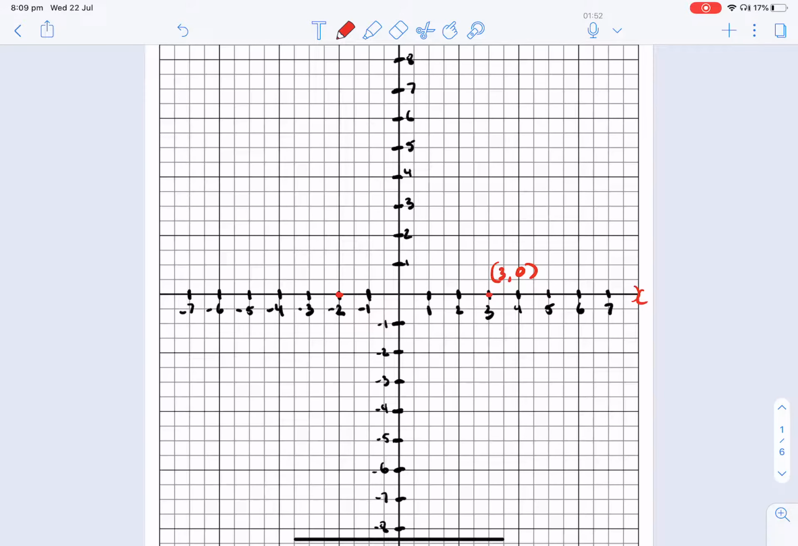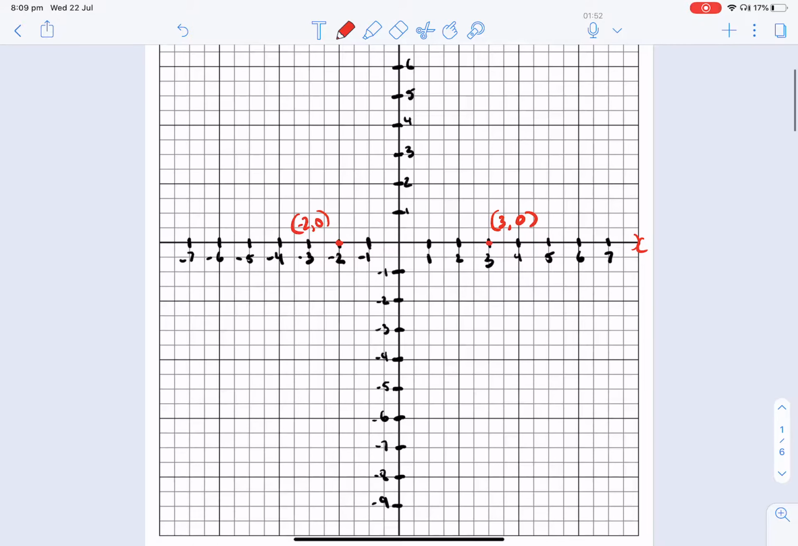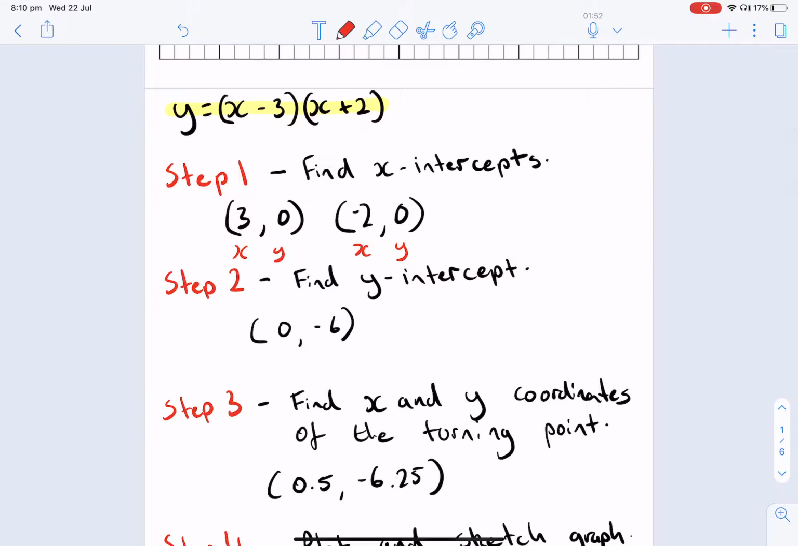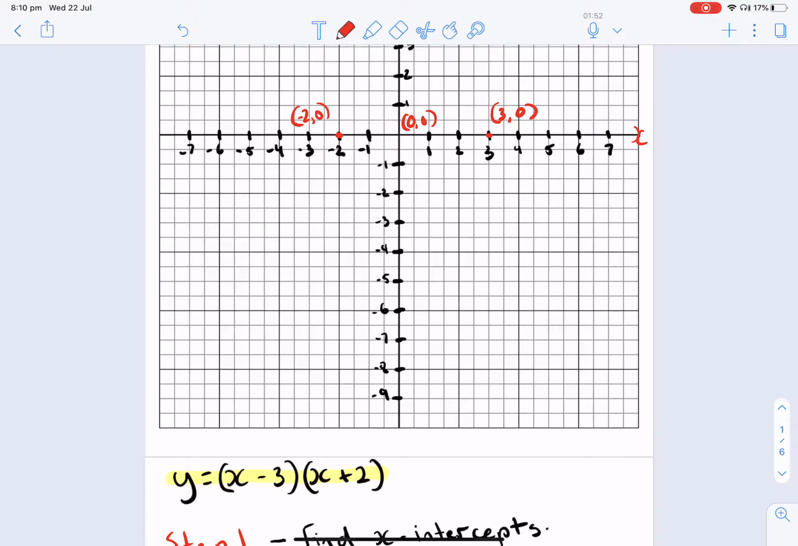At this point, we have an x value of 3 and a y value of 0. And this one is negative 2 and 0. We have an x value of negative 2 and a y value of 0. Keep in mind, guys, that this point here is 0, 0. That's our origin. Next thing we do is we plot our y-intercept, which has an x value of 0 and a y value of negative 6. So we started at our origin, we've got an x value of 0 here, and then we're going to go down to negative 6.